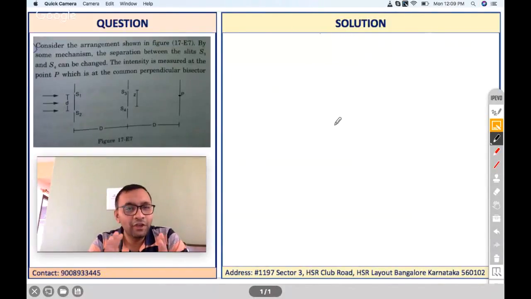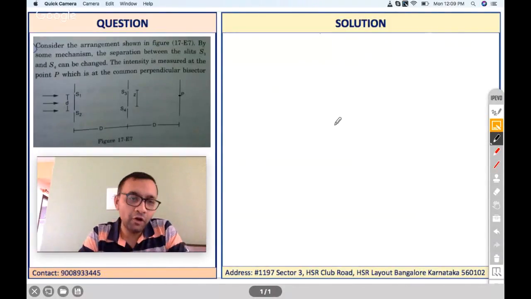All right, friends. So here is a question on wave optics chapter, so you can see on your screen. Let's read the question first. Consider an arrangement shown in the figure. By some mechanism, the separation between the slit S3 and S4 can be changed.